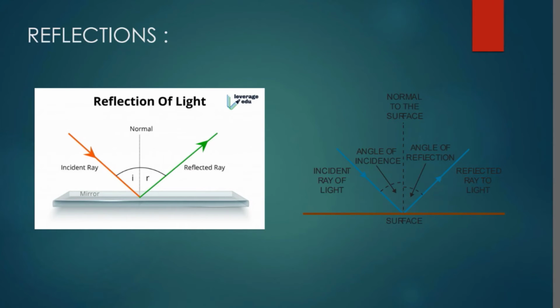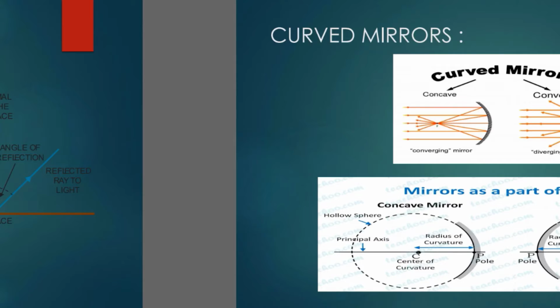Reflections in the plane mirror. Let's take a plane mirror, and here the red line is called the incident ray, and the green ray is called the reflected ray. i is the angle of incidence and r is the angle of reflection. Here n is the normal, which lies between i and r. Next, go to the next slide.